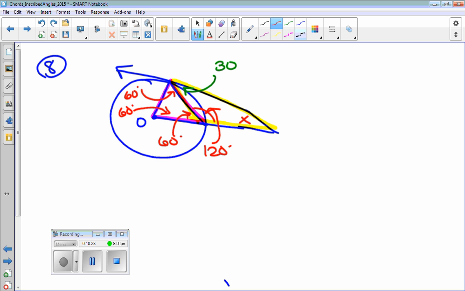180. Yes, exactly right. So 30, 120 plus x is equal to 180, and then we'll figure out what that is. And what would that be? 30? Good enough? There may or may not have been a different way to do that problem, but that's how I looked at it at first.